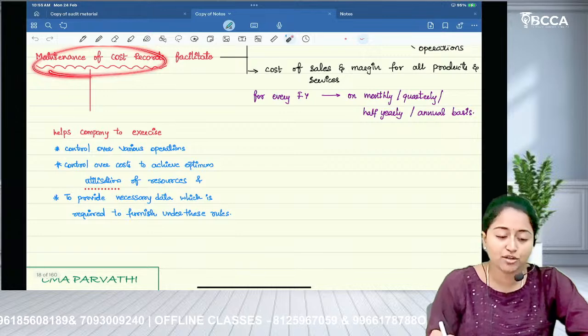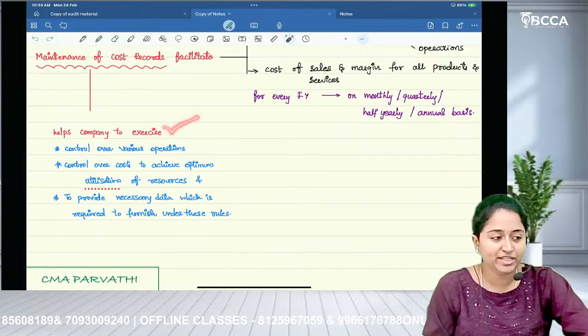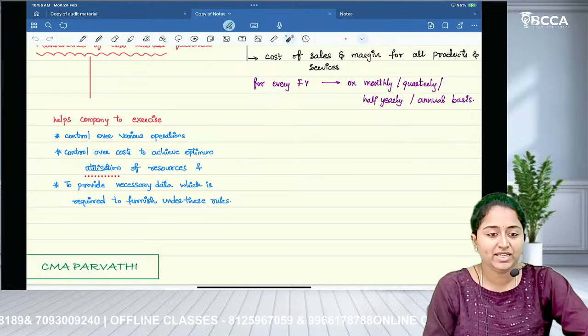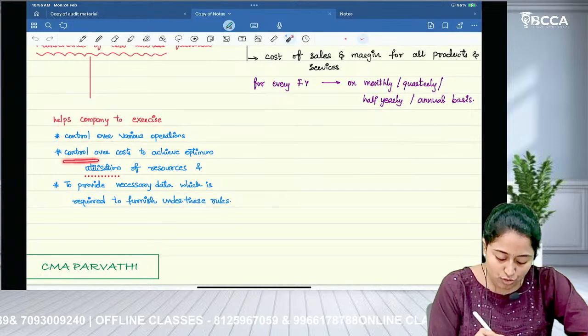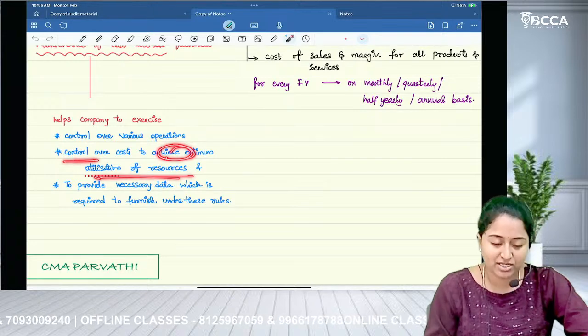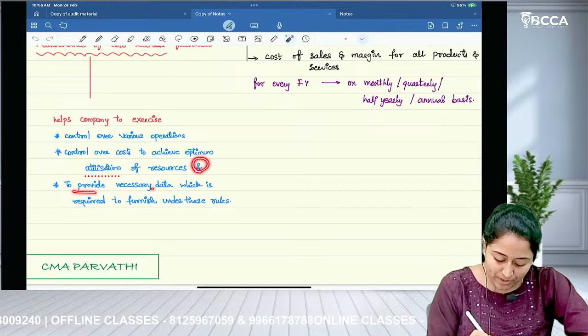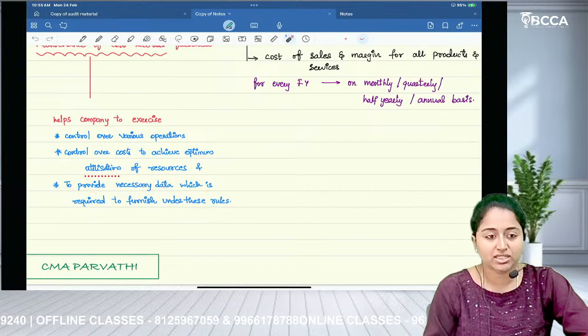Now, maintenance of cost records helps the company to exercise control over various operations, control over cost to achieve optimum utilization of resources, and to provide necessary data which is required to furnish under the rules.